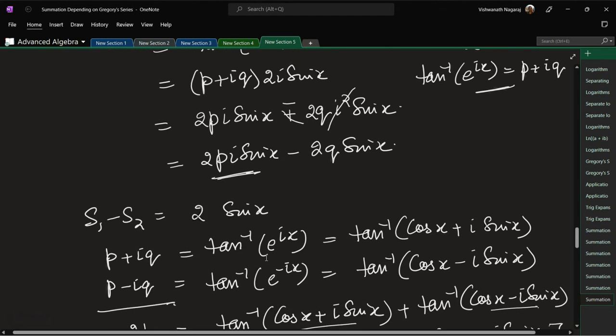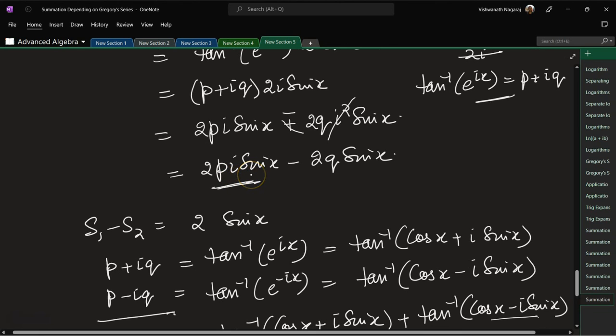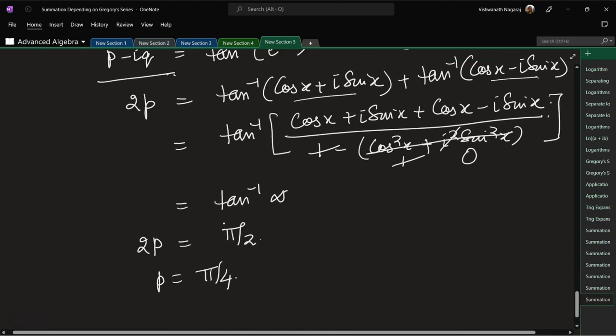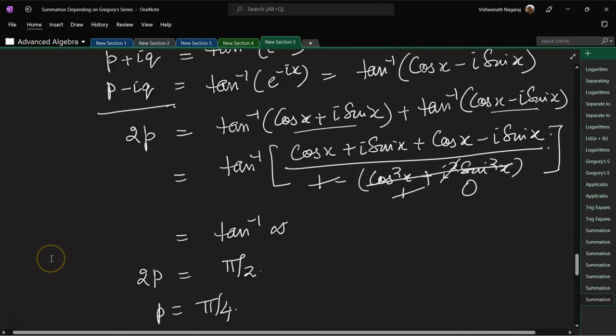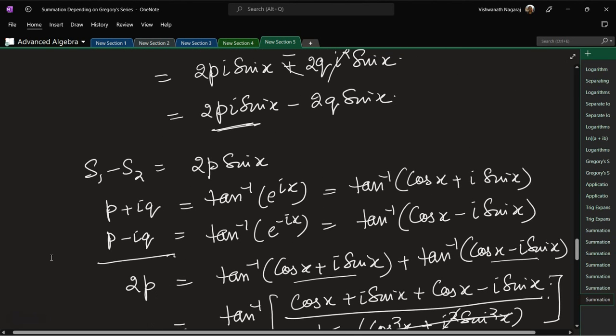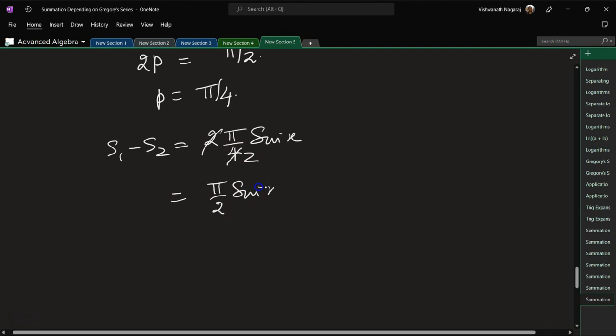Now what do we do with this p? Remember, here we had 2p sin x. So that p we have to substitute. Now that we have got p, let's incorporate it into this 2p sin x. So S1 minus S2 is equal to 2 times pi by 4 sin x. So 2 cancels. Pi by 2 sin x.